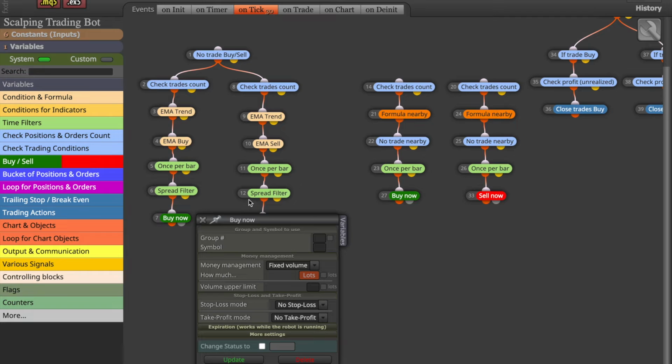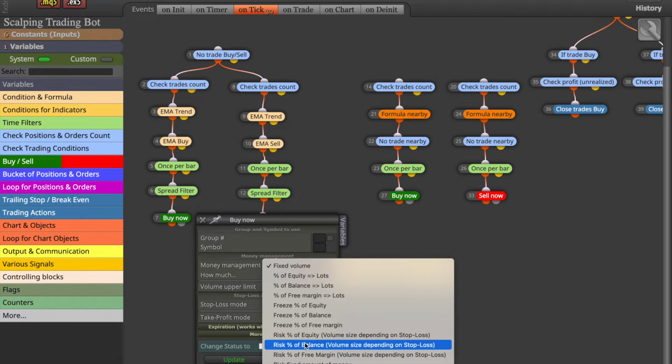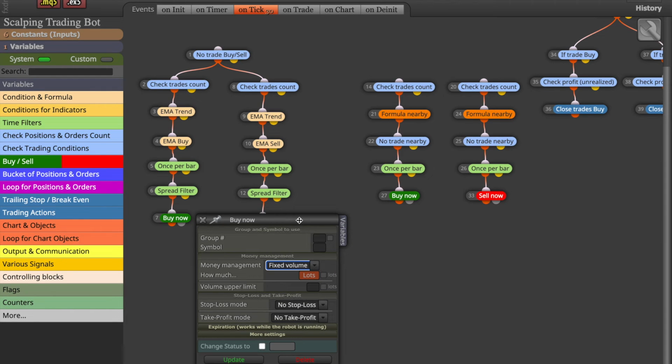How are the buy and sell positions taken? Well, they are taken via a fixed lot. Definitely a nice area to improve the system straight away. Instead of taking a fixed lot, punch in, for instance, risk percentage of balance. So you make it actually variable and not just a fixed amount.